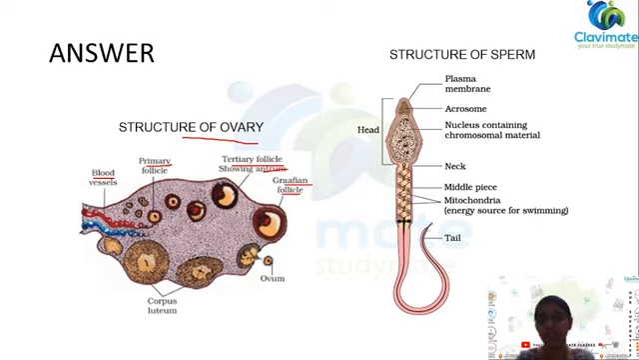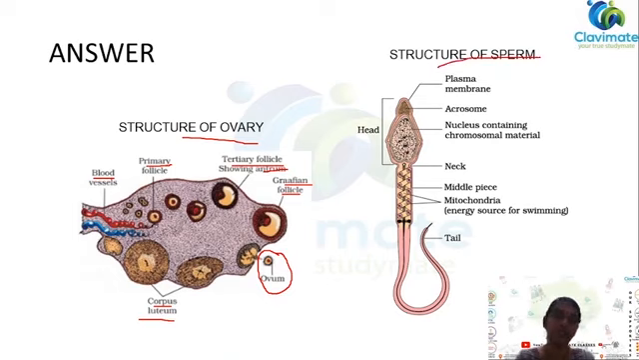Graafian follicle is just the enlargement of the tertiary follicle, and then the release of ovum, that is ovulation. After the ovum is released, this Graafian follicle will form a corpus luteum. So this is also indicated here. And the second one is the structure of sperm.